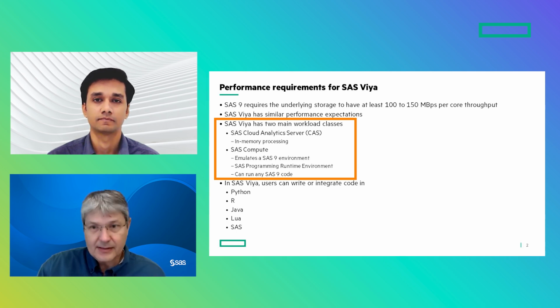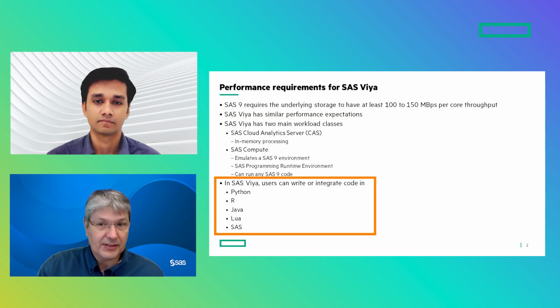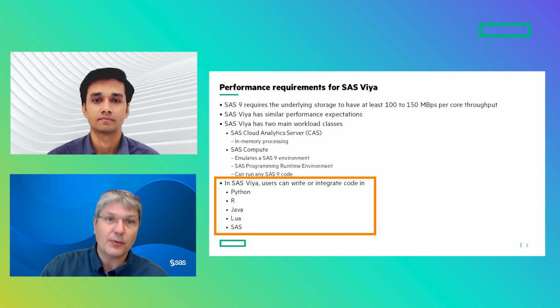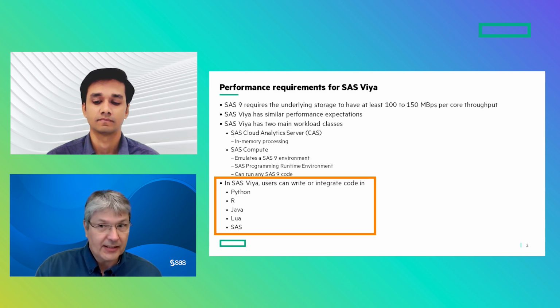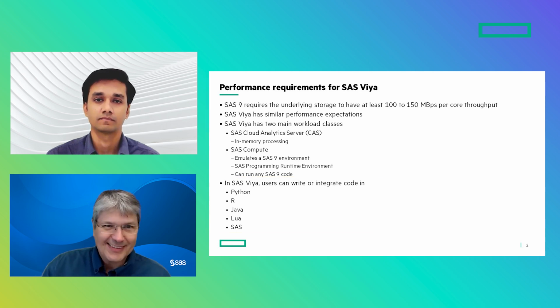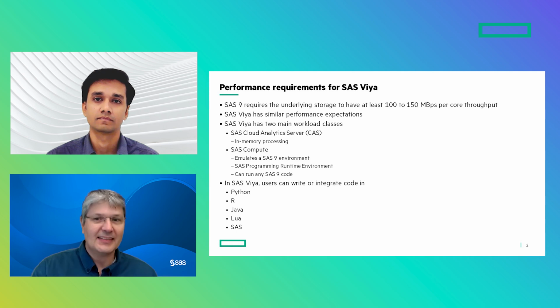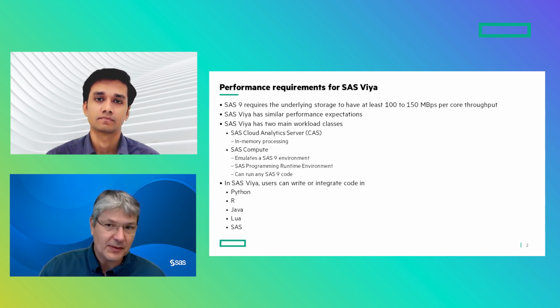So Compute basically runs any existing SAS 9 code, and users are free to write or to integrate code that is written in open source programming languages, just like Python or R or Java, apart or next to the SAS programming language. So performance-wise, the expectation from customers is that they can get at least an equivalent performance in SAS Viya as they were getting in SAS 9.